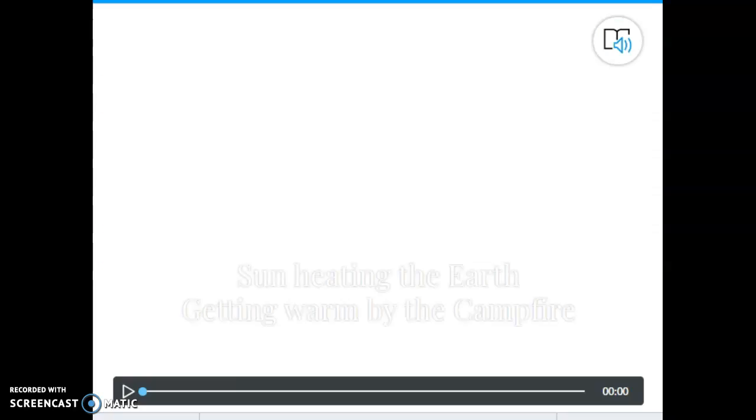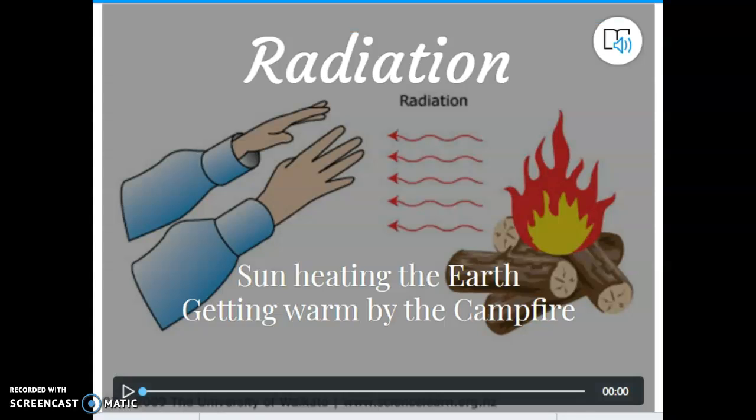And there are two main examples of radiation that you're always going to see: the sun heating the earth and getting warm beside the campfire. Notice this person is beside the campfire, not over top of it. That's a different story. Knowing that we have heat transfer, we have heat transferred through touch, we have heat transferred through gas and water, and we have heat transfer through radiation.